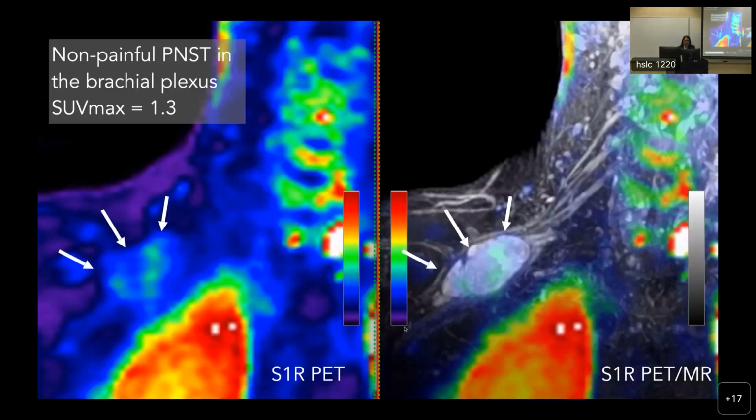This is a non-painful peripheral nerve sheath tumor in the brachial plexus. So we see the brachial plexus nerves. We can even see some wrapping around this particular schwannoma. And then on sigma-1 PET, not much uptake there. So non-painful. We can make quantitative measurements. We measure these things called standard uptake value, so we can take a statistically significant approach here.